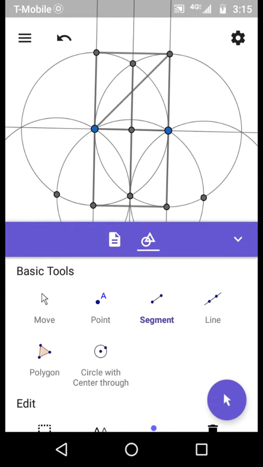So that is our square root of 4, the vertical there. Okay, what about our square root of 5? Well, the diagonal of our root 4 rectangle is in fact the square root of 5. So that's the square root of 5.